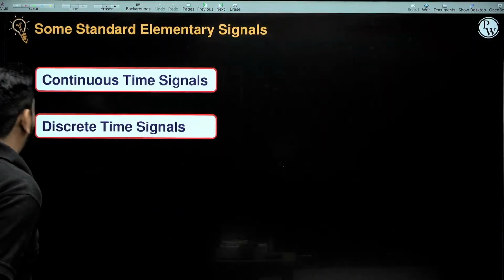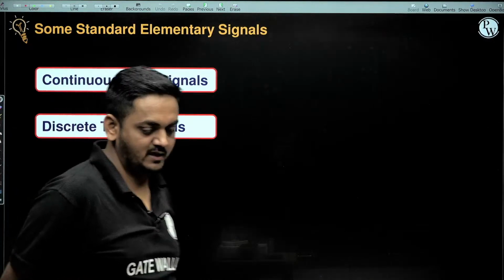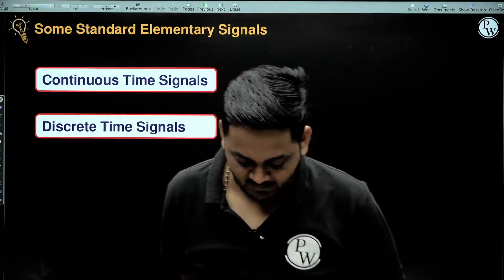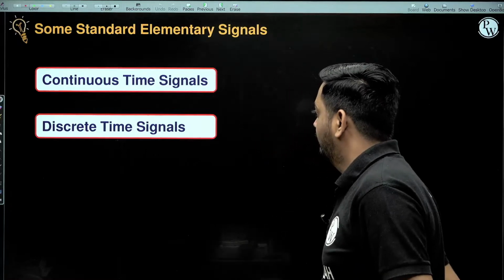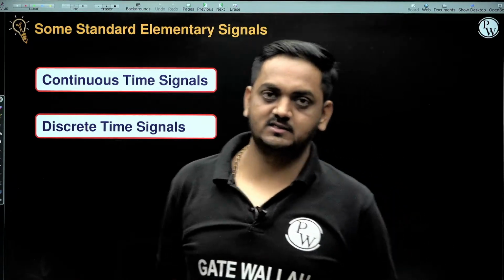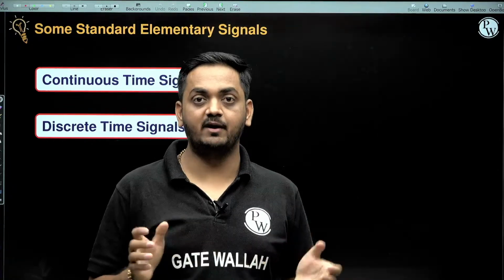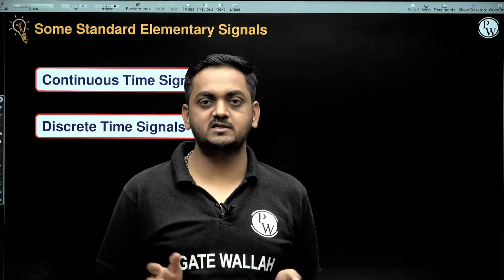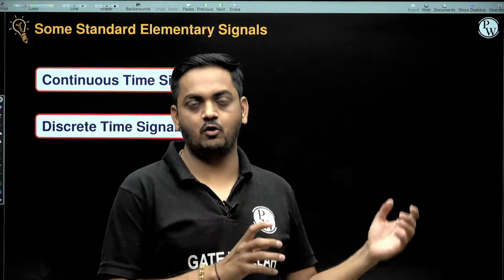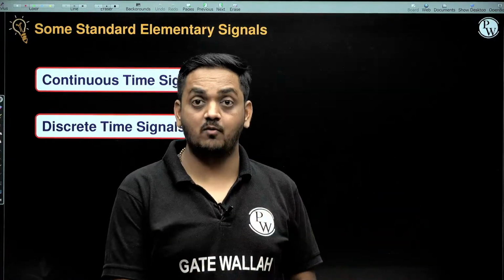So let us finish this lecture here. From the next class we will study some standard signals, some elementary signals. With the help of these standard signals, we can draw or graphically represent complex signals.